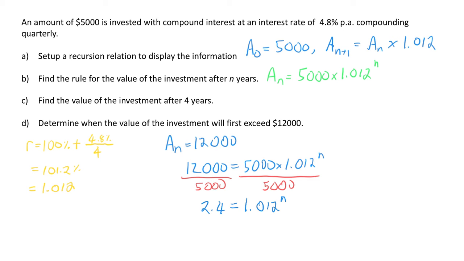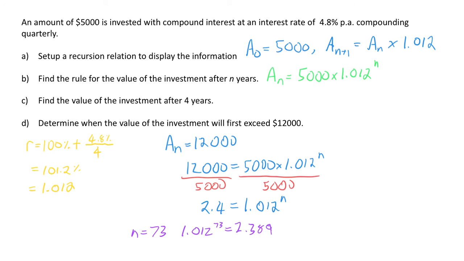When I get to this point, I can go ahead and start substituting in different values for n until I find one that's equal to 2.4. Because we are starting out with 5,000 and we are more than doubling that to 12,000, and our interest rate's only 4.8%, it's going to take quite a while to get to that 12,000. So I'm going to start off substituting in some higher amounts. If n is equal to 73, 1.012 to the power of 73 is equal to 2.389. So you can see that I'm below 2.4. I haven't gone over it yet.